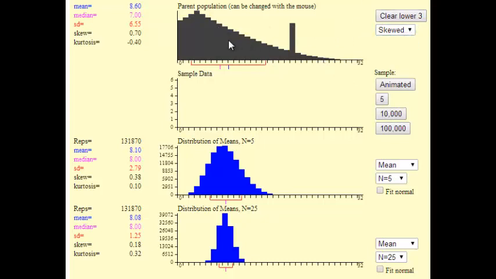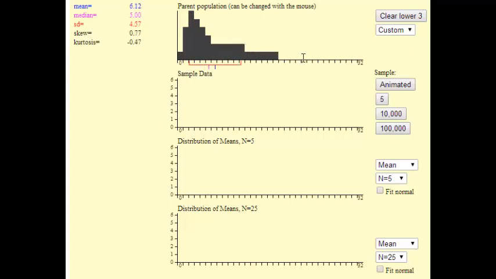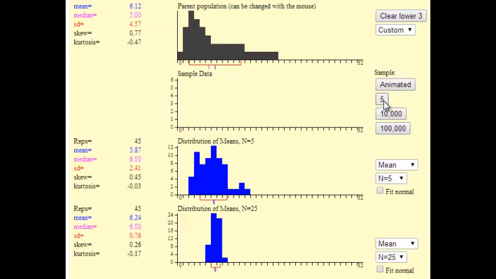I might even be able to custom it. So you can tell that if you have a smaller n, you can't really tell what type of shape this is. The larger the n, the more you can tell the shape that it's going to become. And that's what the central limit theorem means.